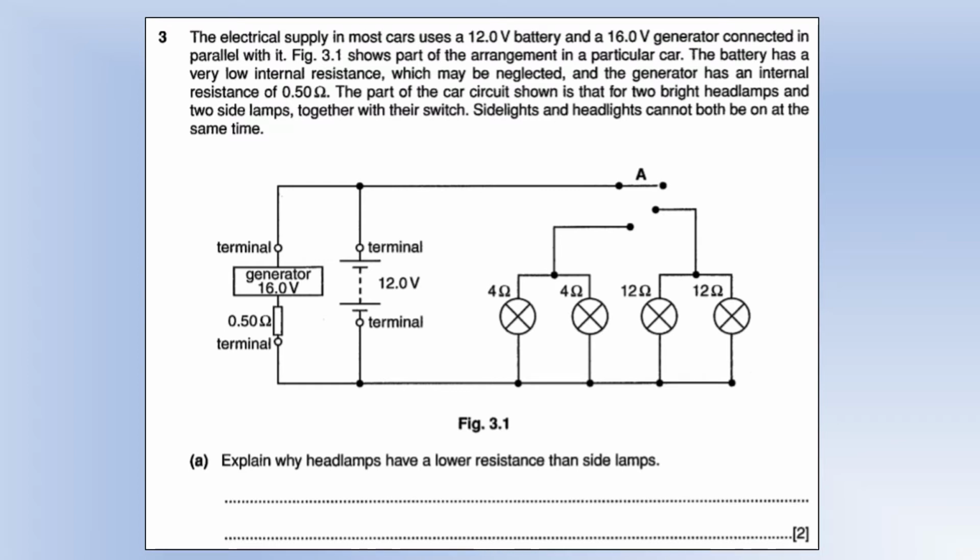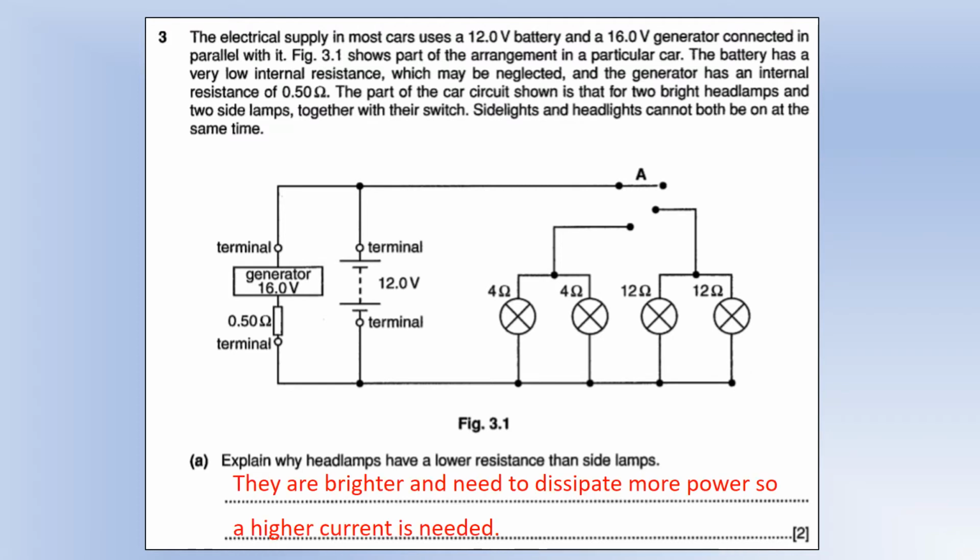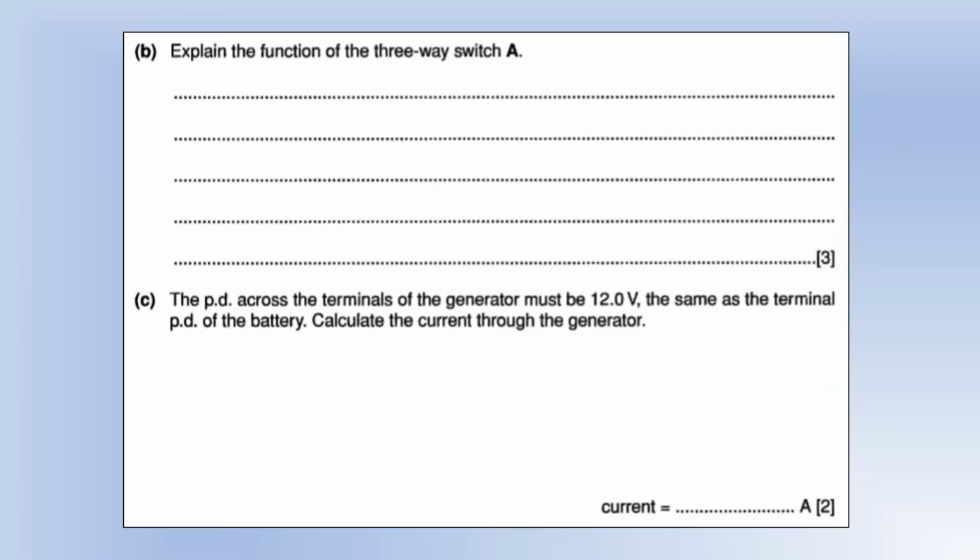So first question, explain why headlamps have a lower resistance than side lamps. Well, they need to be much brighter. Headlights need to essentially allow us to see a long distance in front of us, which side lamps don't. So they have to be much brighter, which means they need more power. To get more power, we'd need more current, because all of these lights have the same potential difference across them.